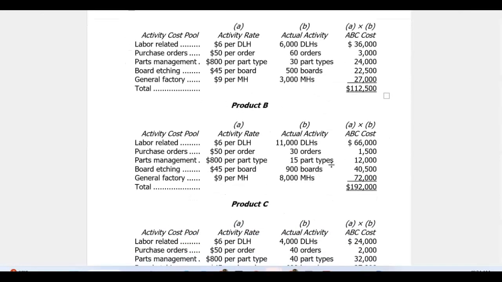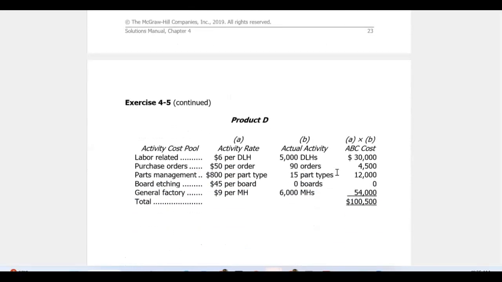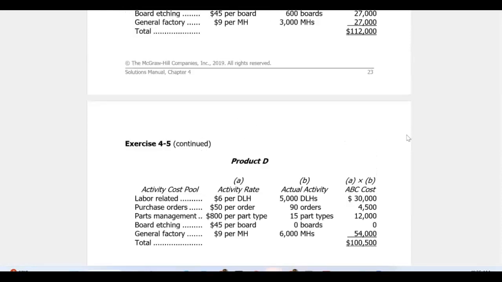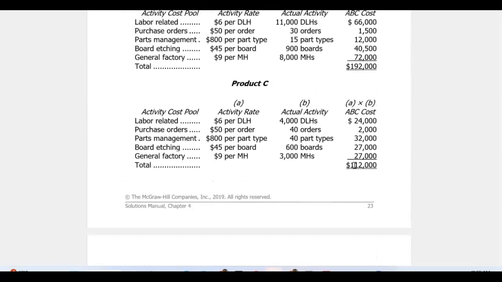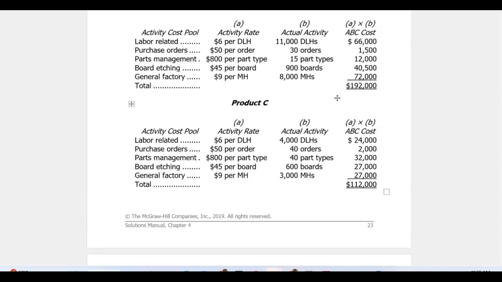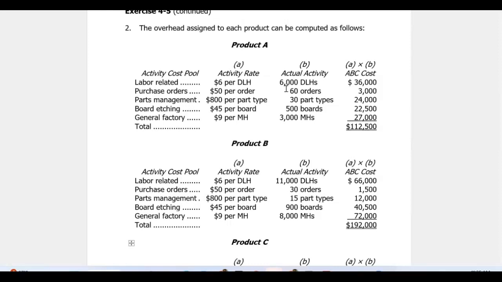Same thing you do for product B, product C, and product D. And now you know for every product how much manufacturing overhead has been applied. So here is $100,500 for product D, D as in David. $112,000 manufacturing overhead applied to product C. $192,000 applied to product B. And $112,000 applied to product A.